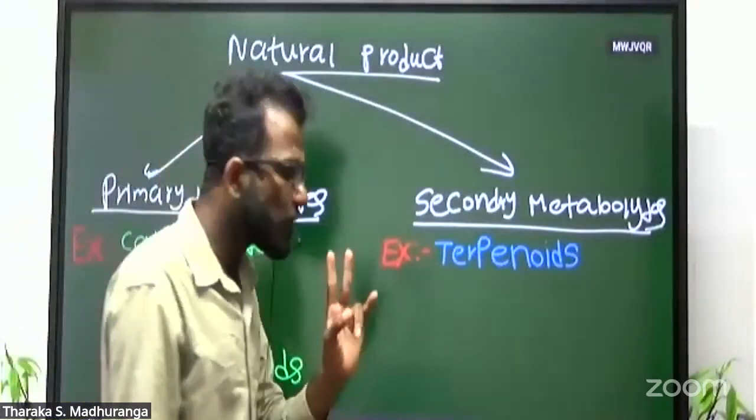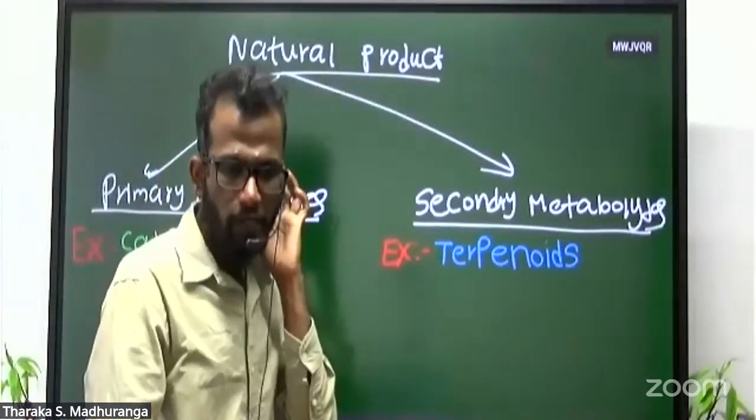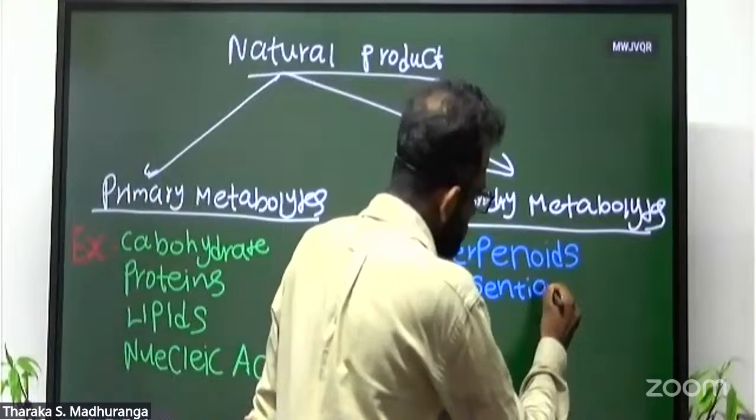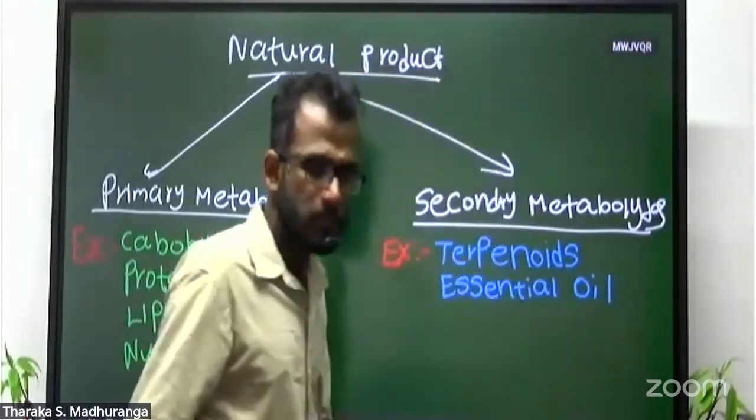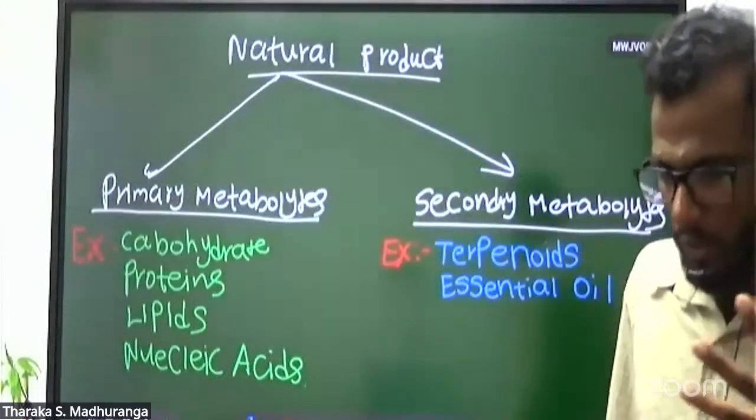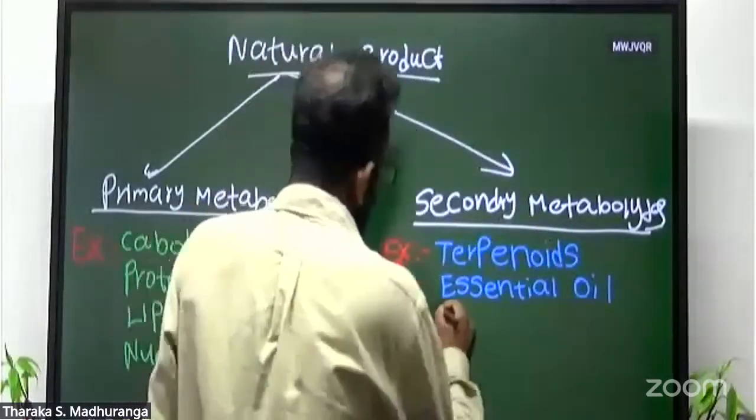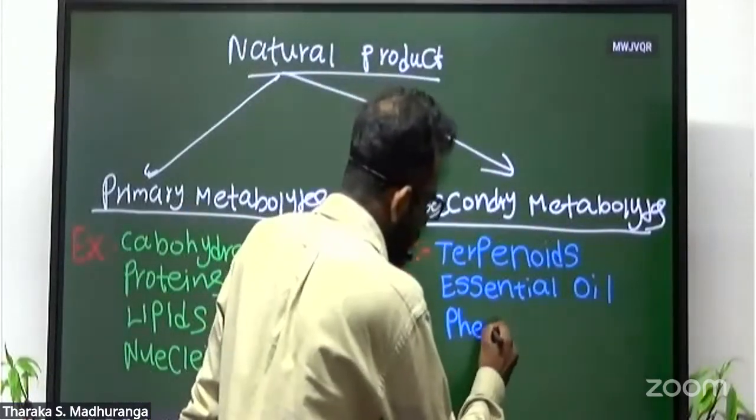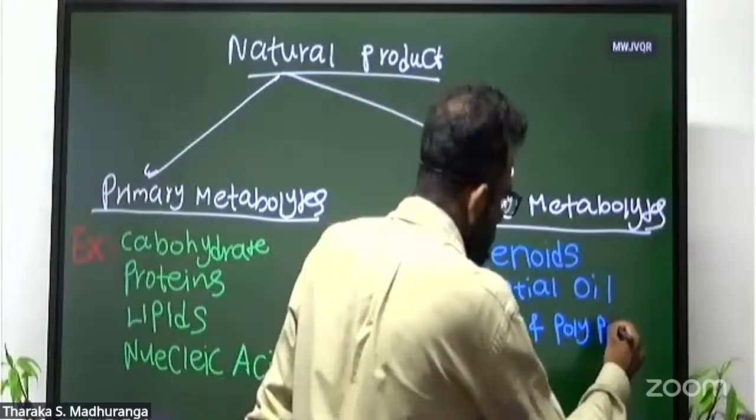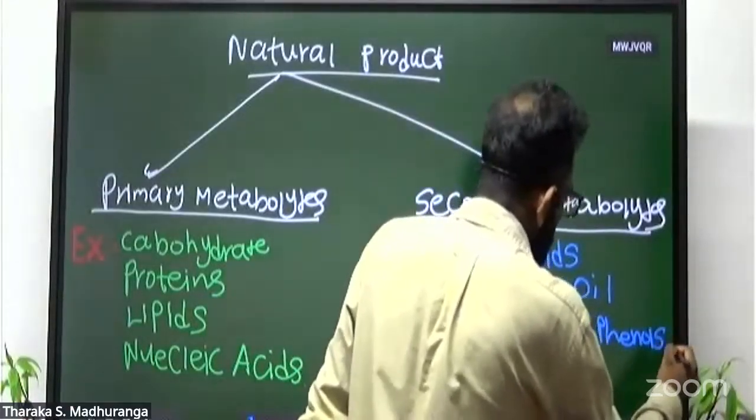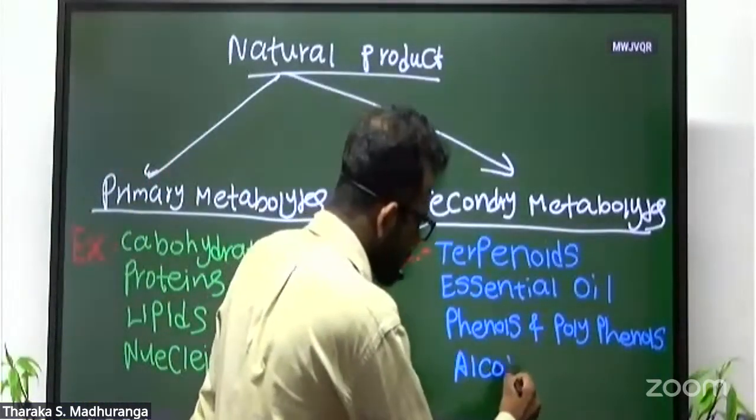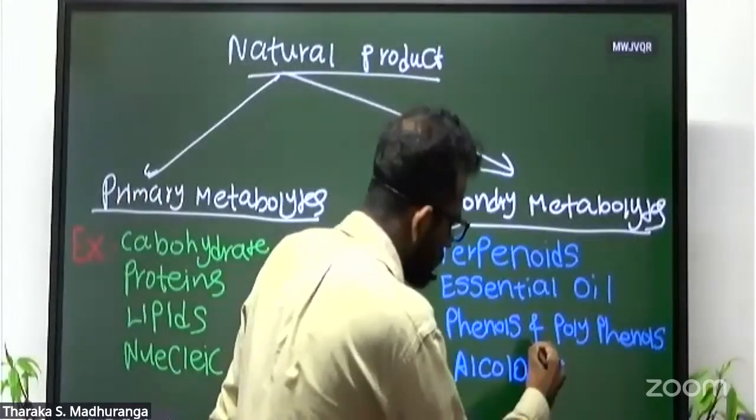The second one is essential oil. They are the main types. The third one is phenols and polyphenols. The final one is alkaloids. Okay, note down that.